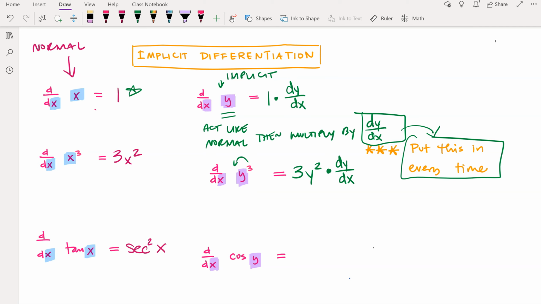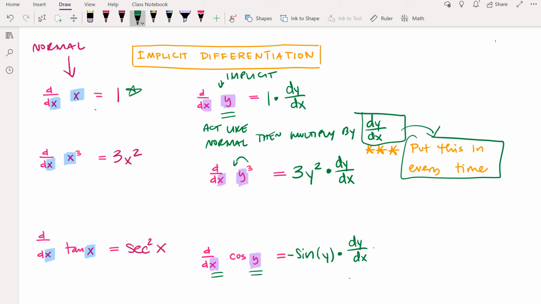Okay, and the last one, what is the derivative of cosine? Take the derivative like normal. We have negative sine, sorry, but my variable is y, so negative sine of y. But because it's the derivative with respect to x, and it doesn't match the variable in our equation, we're going to multiply by dy/dx, the derivative of y with respect to x.